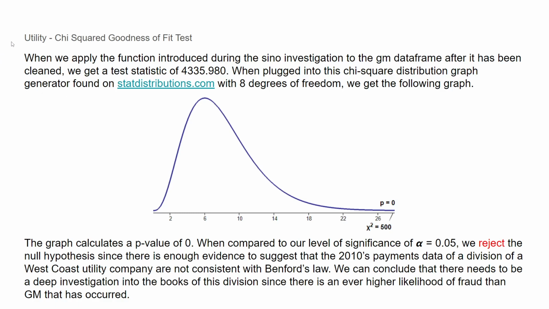After it's been cleaned, we get a test statistic of, hold your horses, buckle your seatbelts, guys, 4,335.98. Holy smokes. Yeah, there's something going on here. When plugged into this chi-square distribution graph generator, we get the following graph, and it's a p-value of 0, and the graph generator doesn't even give us a chi-value of greater than 500. That's how bad this distribution is. We absolutely have to reject the null hypothesis here, and we definitely need to do some more investigating. I'd argue there's even more precedent to do that than with General Motors itself.